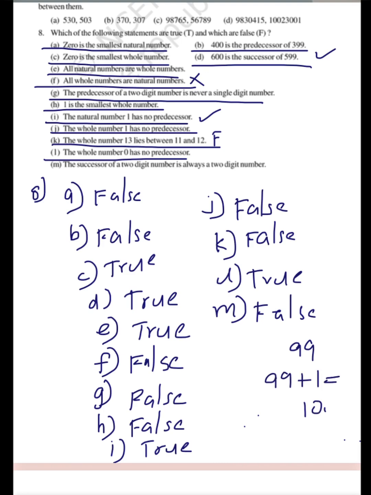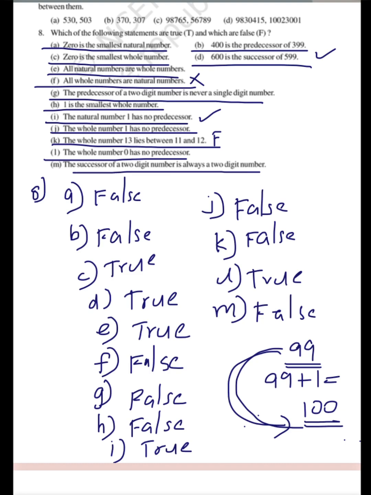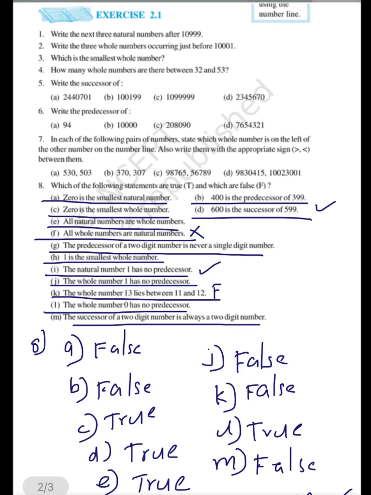99 plus 1 is equal to 100. 100 is the successor of 99. That means the successor of a 2-digit number here is a 3-digit number. But the question says the successor of a 2-digit number is always a 2-digit number, so it's a false statement. Because 99 is a 2-digit number, but its successor 100 is a 3-digit number. Understand? In this way, you can find true or false. I hope you understood exercise 2.1 clearly. So that's all. Thank you.